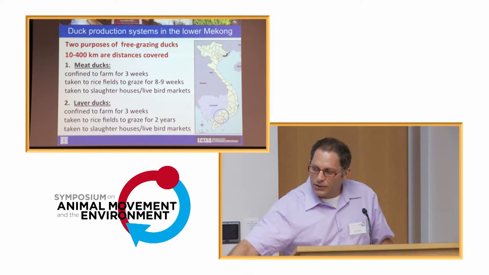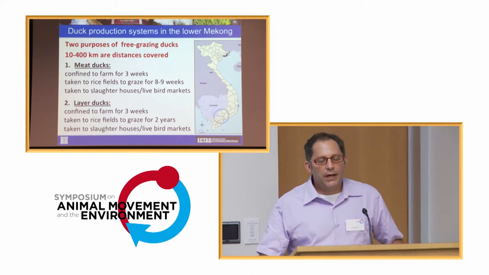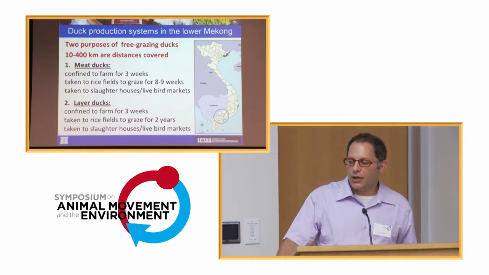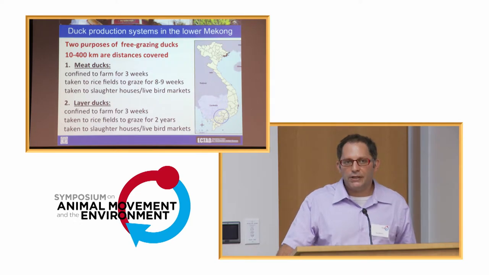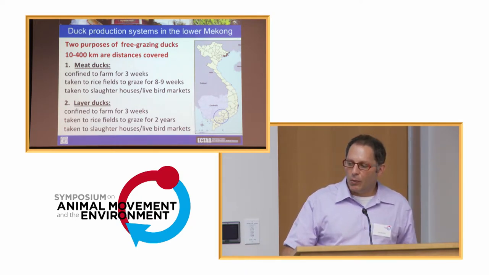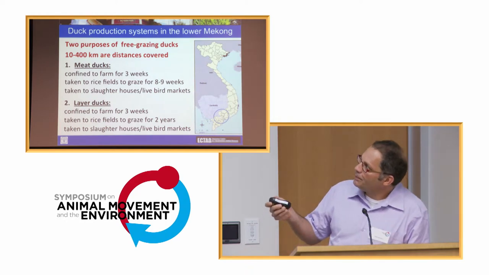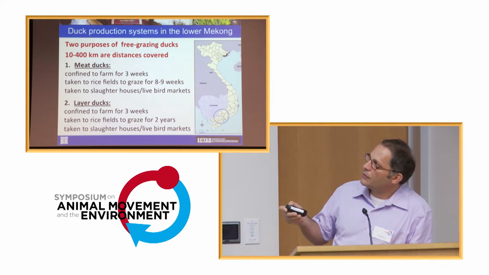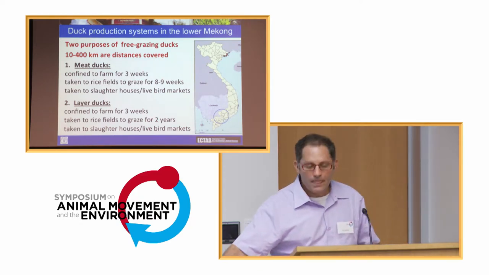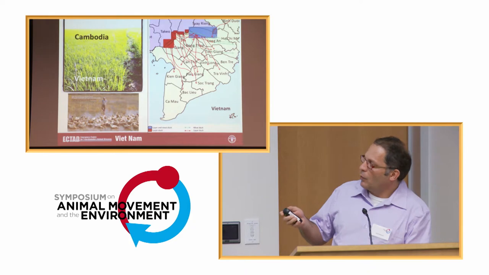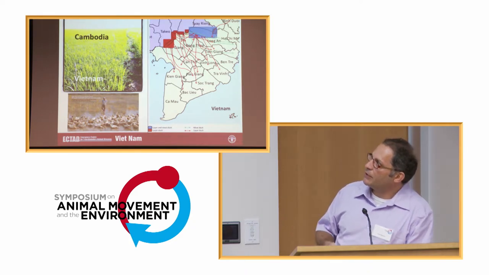So in the duck production systems in the lower Mekong between Cambodia and Vietnam, this is really an area that has intensive domestic duck production. And these animals are basically traveling 10 to 400 kilometers regularly. There's two different types of production. Some are for meat, some are for eggs. But what's important to understand is that they're moving after 3 weeks of age for maybe up to 10 weeks or up to 2 years, depending on which type of animals they are, all in rice fields. And you can see that we really can't determine the border in the rice fields in the area.